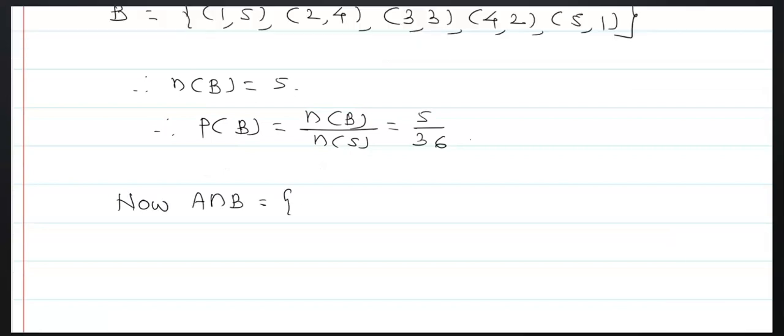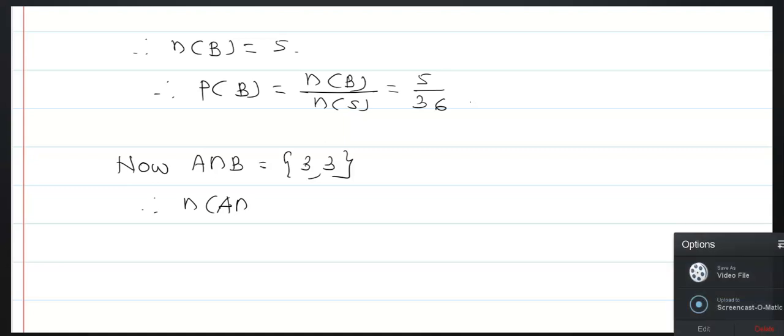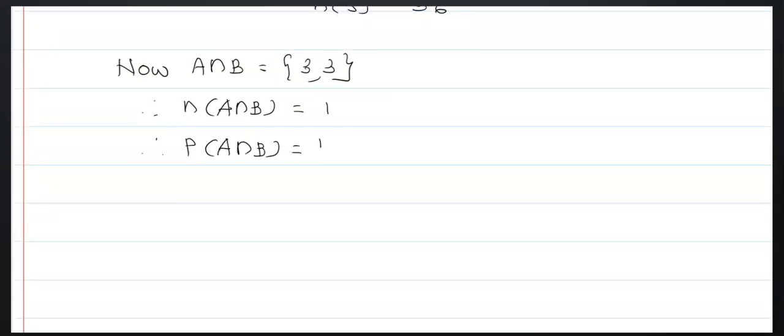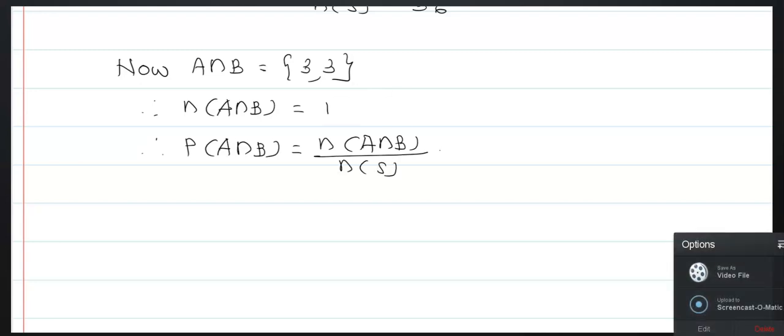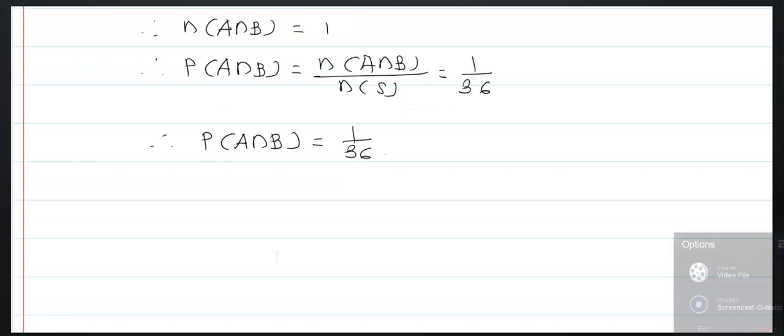And now, their intersection. It is clear that the sum is 3 plus 3 is 6, and the first number is also 3. Therefore, n of A intersection B is equal to 1. And then we'll find its probability. P of A intersection B is equal to n of A intersection B upon n of S, that is 1 upon 36. And that's why P of A intersection B is equal to 1 upon 36.